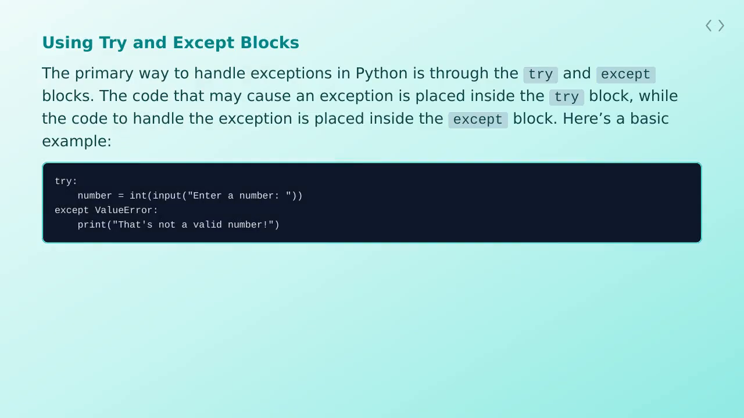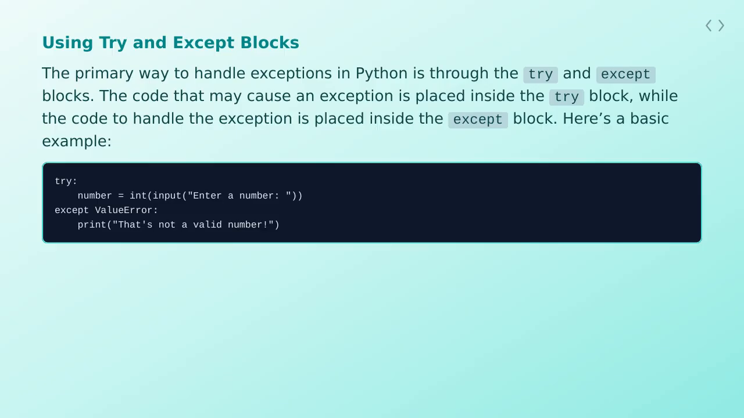Now, using try and except blocks. The primary way to handle exceptions in Python is through the try and except blocks. The code that may cause an exception is placed inside the try block, while the code to handle the exception is placed inside the except block.